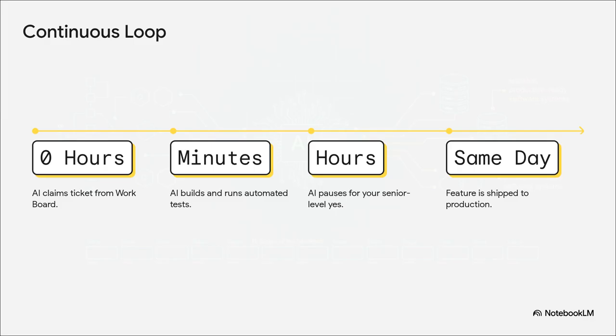To put that into perspective, just look at this timeline. Because you established a solid blueprint, your unified AI operating system can act as this amazing continuous loop. At 0 hours, the AI just claims a ticket. Minutes later, it's building features and running automated tests. It handles all the mundane work and the safe bugs, only pausing for your executive judgment, your senior level yes, before shipping to production that very same day.